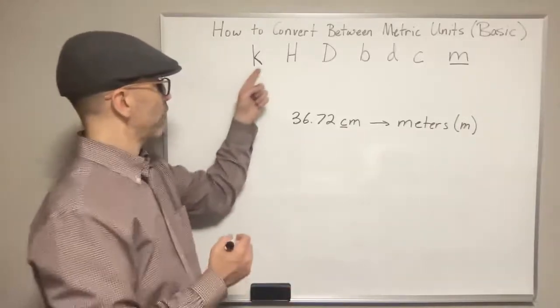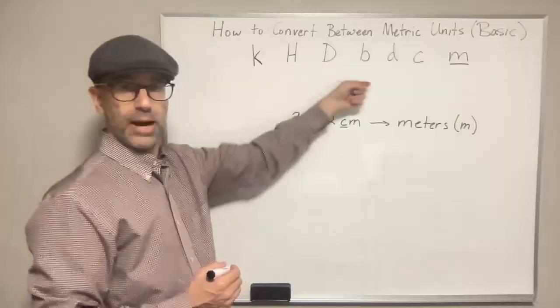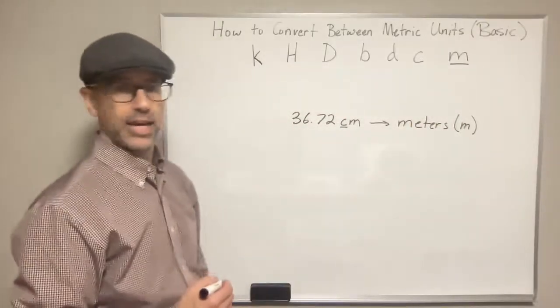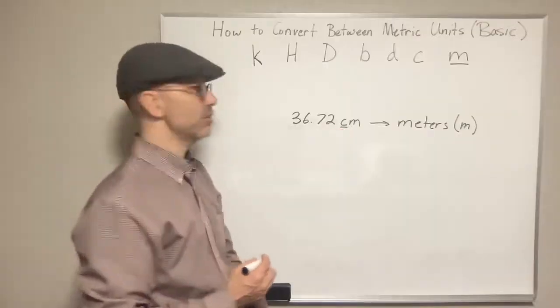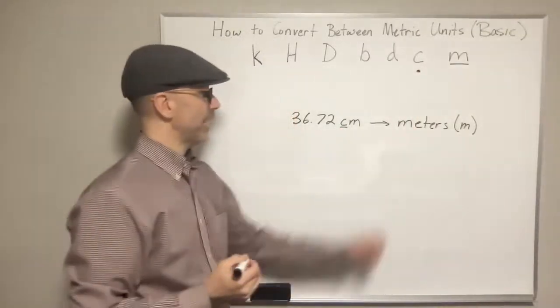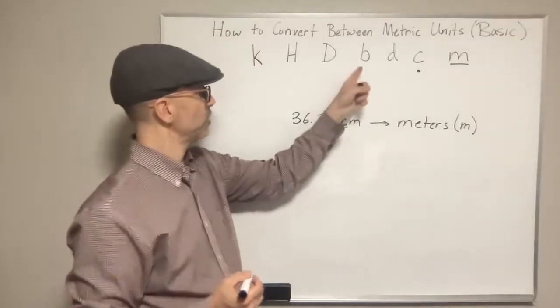So basically, I write out my order here: King Henry died by drinking chocolate milk. And I say, okay, I'm starting with centimeters, so I'm going to start here, and I want to get to meters. Meters is a base unit.